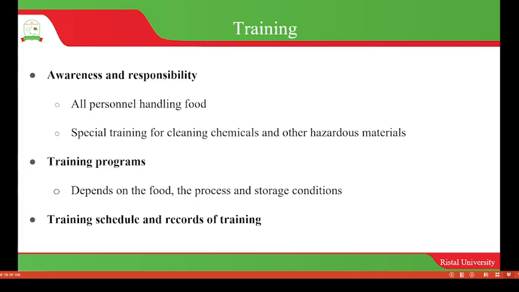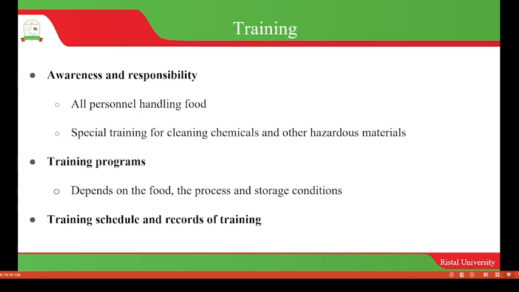And also, there has to be refresher training in order to remind the workers about their obligations or their responsibility as far as food safety and sanitation is concerned in the process of food processing. So under this training, we are going to look at awareness and responsibilities. And under this, all personnel handling food should be aware or should be trained so that they know their responsibilities.